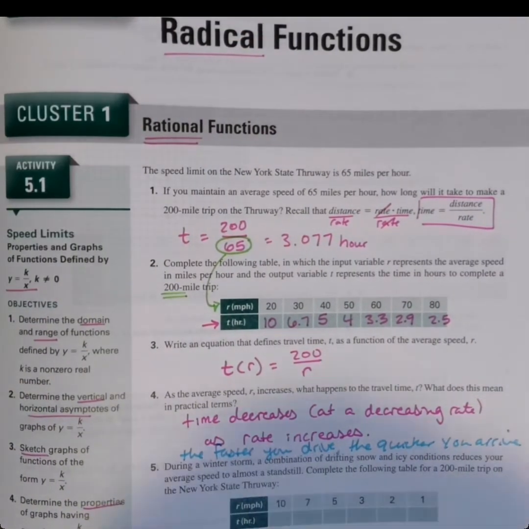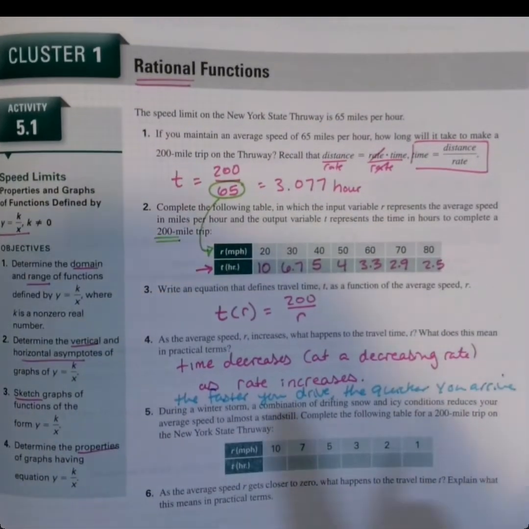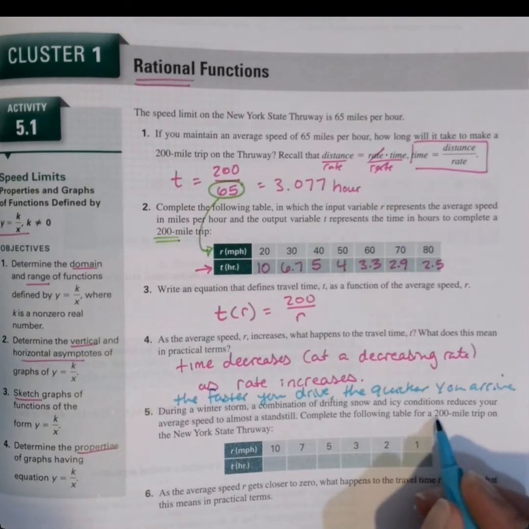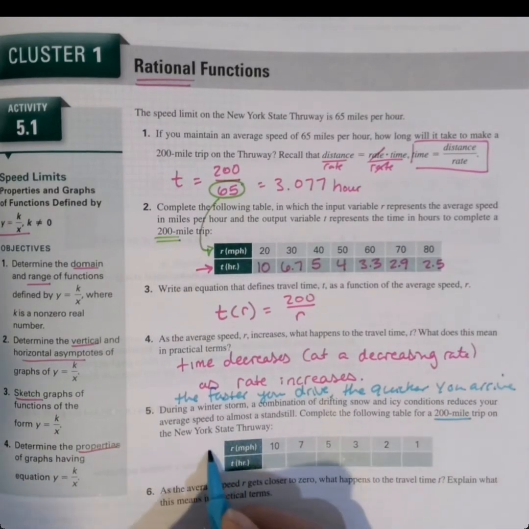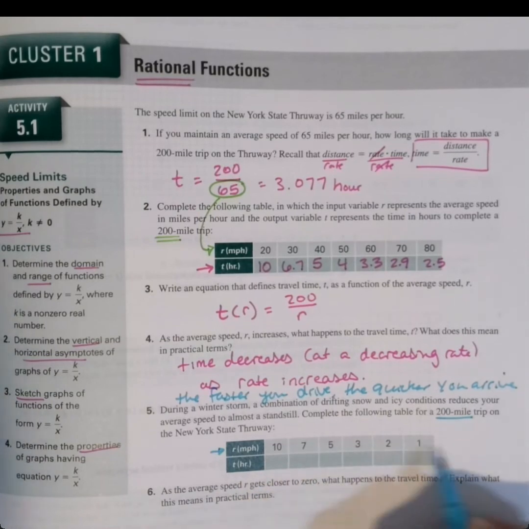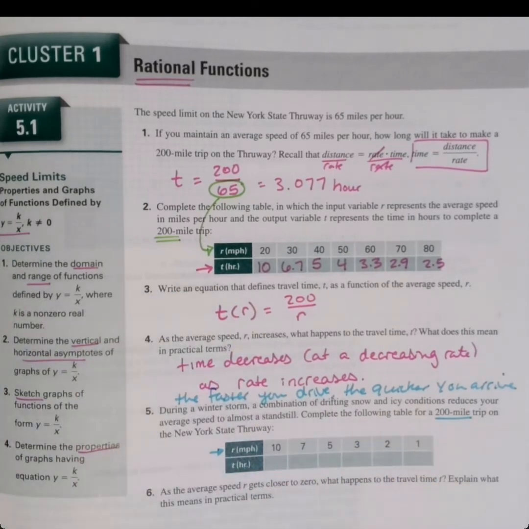Now, the next situation at the bottom of the page, we have during a winter storm. We're still trying to complete that 200-mile trip here, but our speeds, our rates, got drastically reduced to 10 miles per hour, 7 miles per hour, all the way down to 1 mile per hour. We want to see what happens here in terms of the speeds.